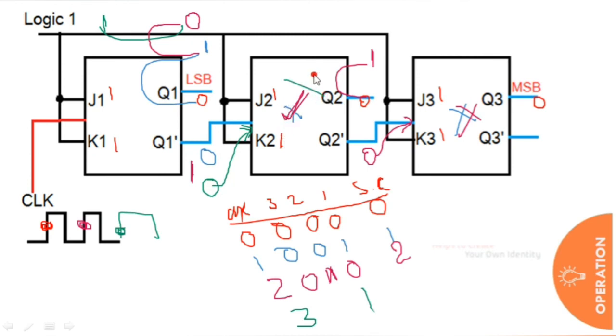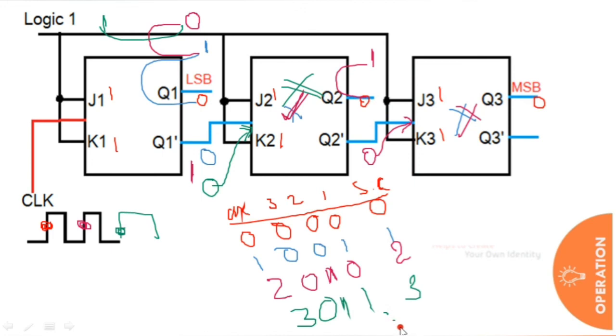So there is no change in the flip-flop. Whatever the previous value, 1 is my previous value, it remains the same. So this is not changing, this one is also not changing, and there is no change in the third flip-flop. So directly I'll write here 0. 0, 1, 1 means count 3.